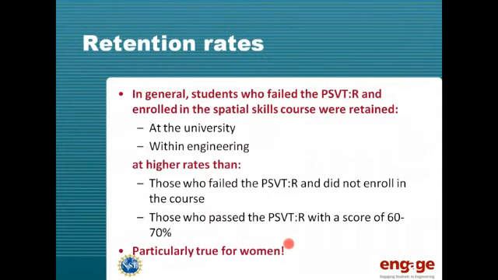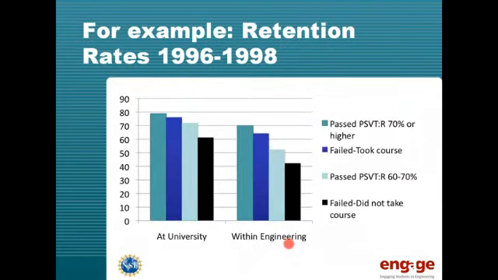As I said earlier, we also looked at retention rates in our longitudinal studies. And again, these are some of the general findings that we obtained. Students who failed the Purdue test and enrolled in the spatial skills course were retained both at the university and within engineering at higher rates than those who failed and did not enroll in the course and those who passed with a marginal score of 60 to 70%. And these results are particularly true for women.